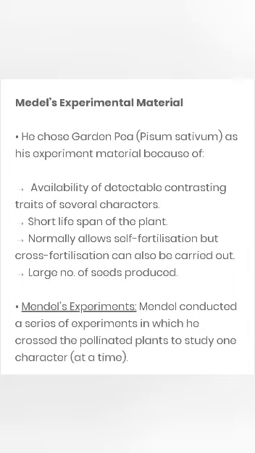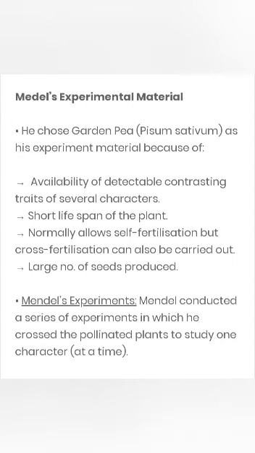Mendel's experimental material. Mendel chose garden pea as his experimental material because of the following reasons. Firstly, availability of detectable contrasting traits of several characters. Short lifespan of the plant. And in garden pea, self-fertilization and cross-fertilization can be carried out. Garden peas can be easily grown in the garden and a large number of seeds are produced.